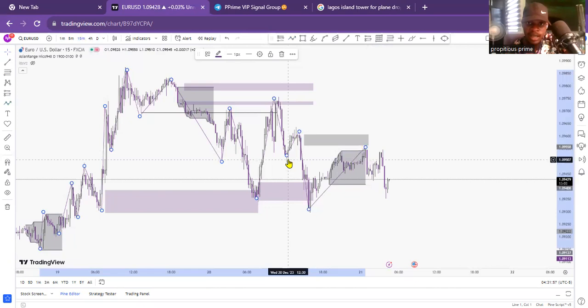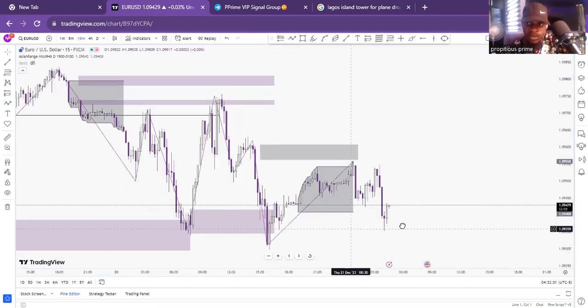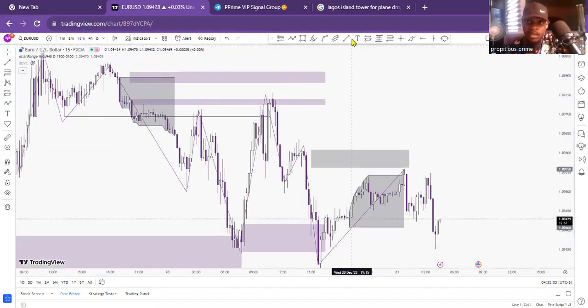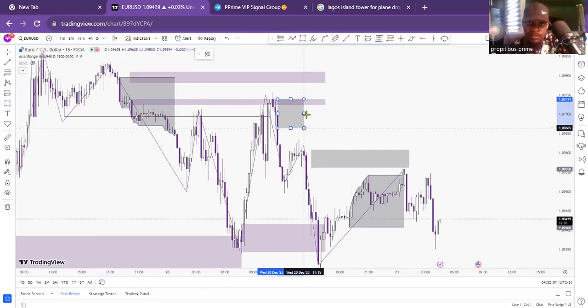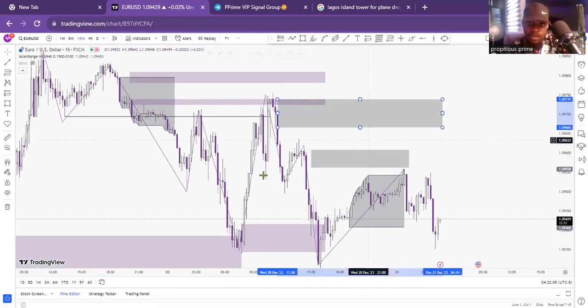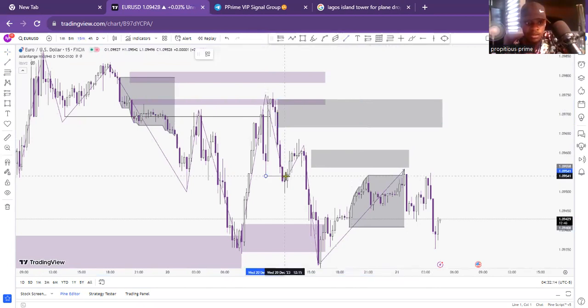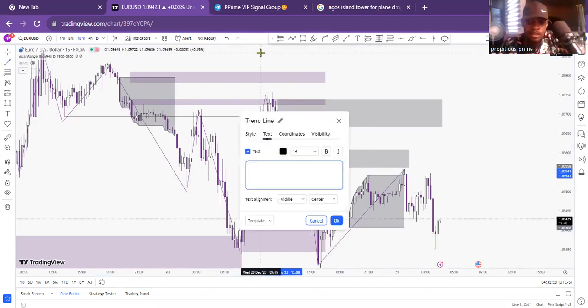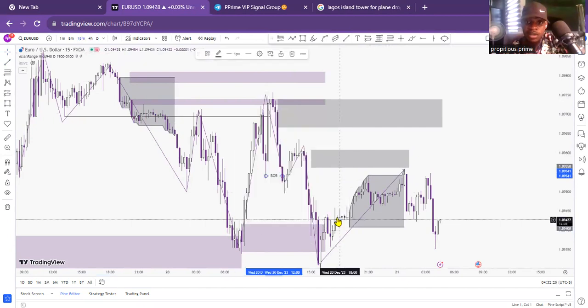But before I did anything, I wanted to understand what actually caused this break of structure to the downside. For me, I had two options. I had two supply zones that I had interest in. My first one being this one over here, because it caused this imbalance and also broke this structure over here, giving me a break of structure around this level. So because of that, I knew that this is going to be my first entry, because I'm taking sells in the market.